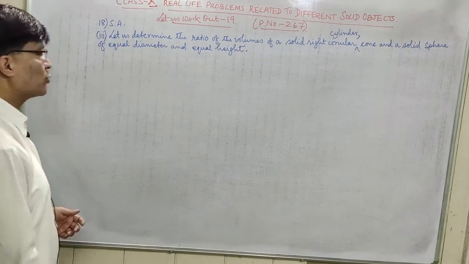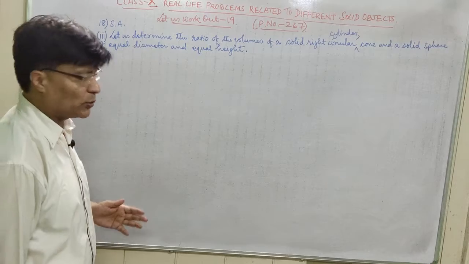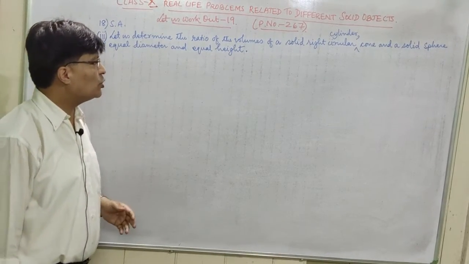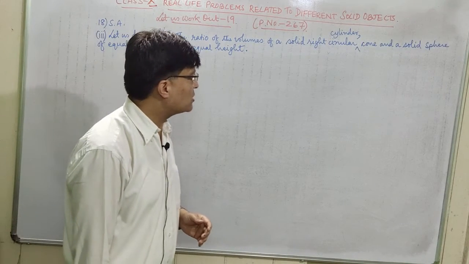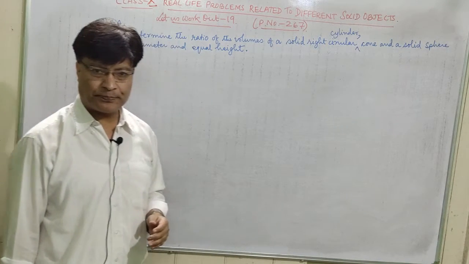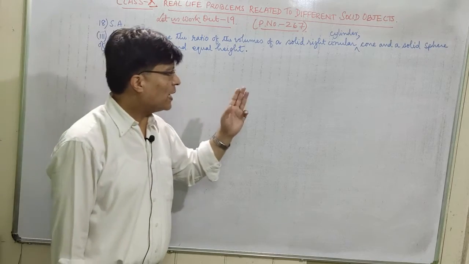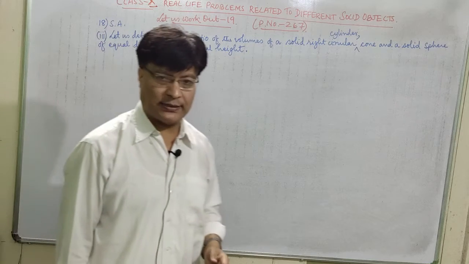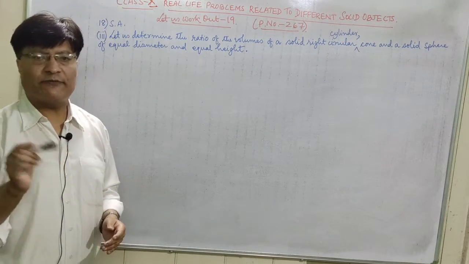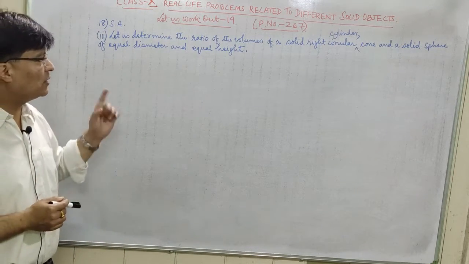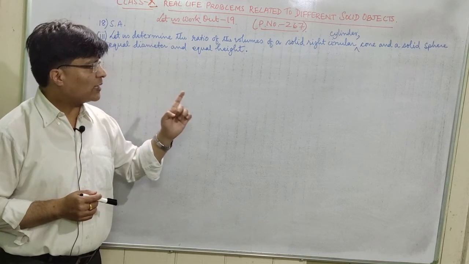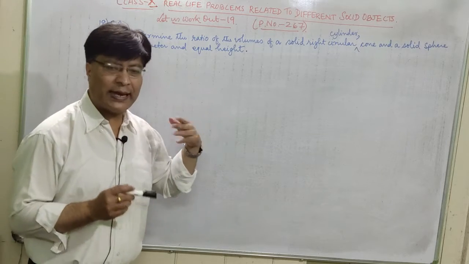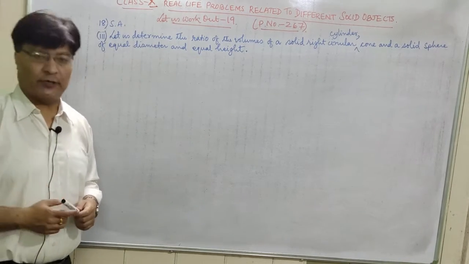So now we'll do the next question, that is 18 number 3. Let us determine the ratio of the volumes of a solid right circular cylinder, cone and a solid sphere of equal diameter and equal height. So all these figures given here are: one is a solid right circular cylinder, the other one is a solid right circular cone, and the other one is a solid sphere.